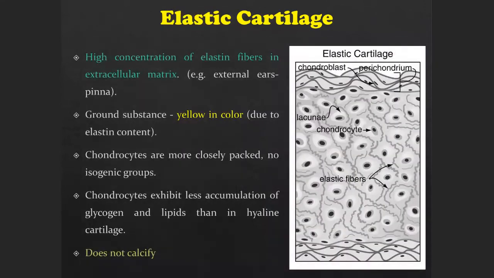Now, elastic cartilage. What is elastic cartilage basically? It has a high concentration of elastic fibers. That is the difference. That is why it is called elastic cartilage, because it has a high concentration of elastic fibers. The ground substance is basically yellow in color. Chondrocytes are more closely packed.